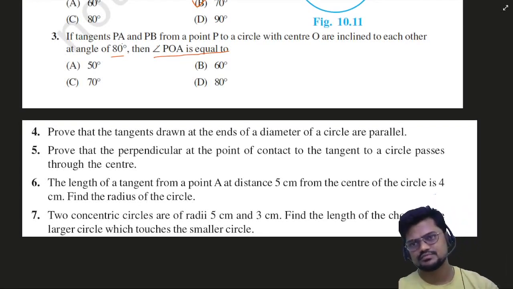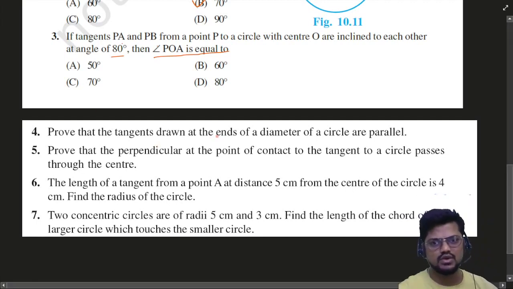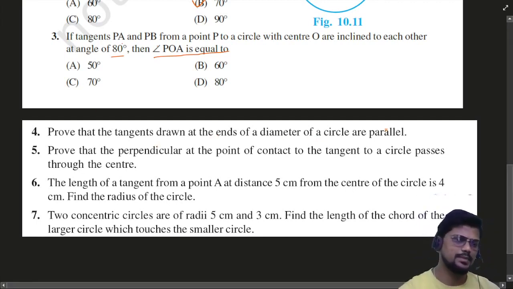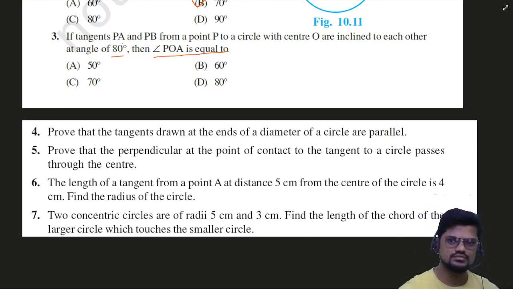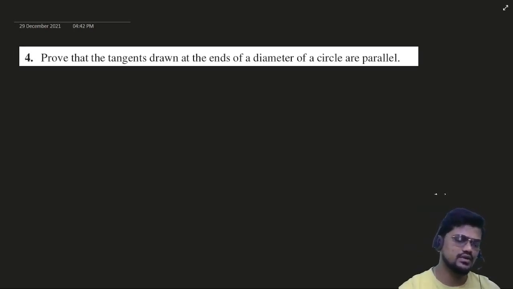Now, see the next question that you have. Prove that the tangents drawn at the ends of the diameter of a circle are parallel.